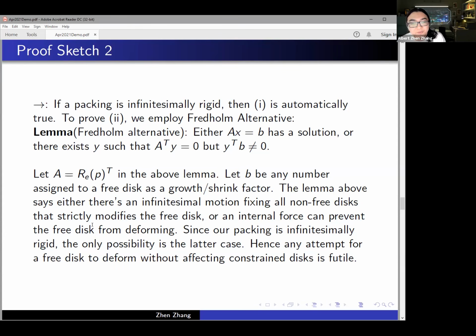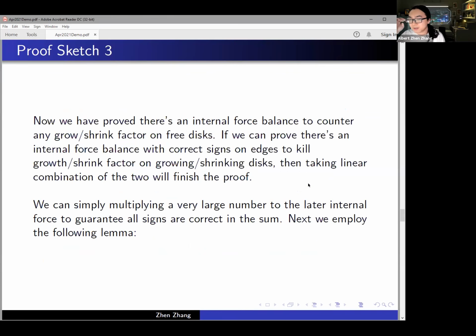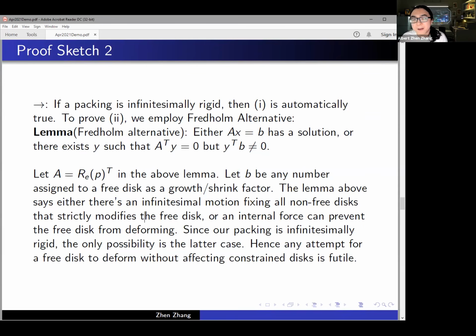Or an internal force can prevent the free disk from deforming. That is saying AX equals B has a solution to counter any B. Since our packing is infinitesimally rigid, the only possibility is the latter case. That is to say, we can find an internal force that prevents one of the free disks, or any set of free disks, from changing. Notice here, this stress, we didn't require any sign on it. So we're just saying there exists a stress with any sign that can counter the desire of changing for free disks.